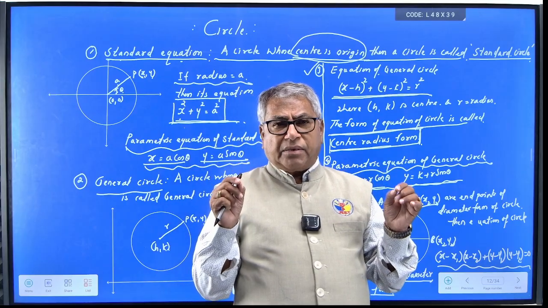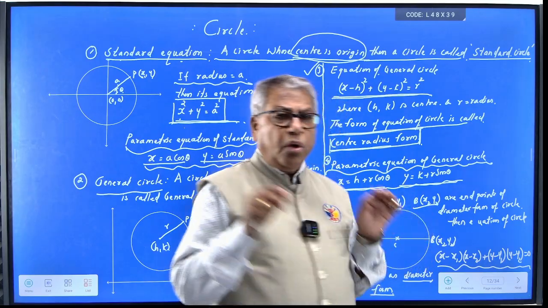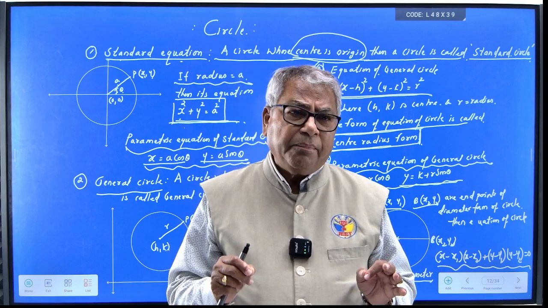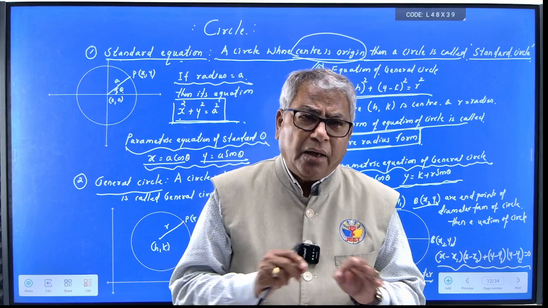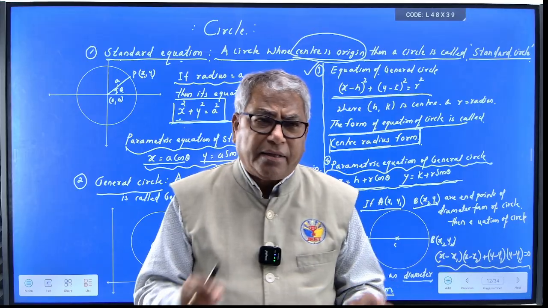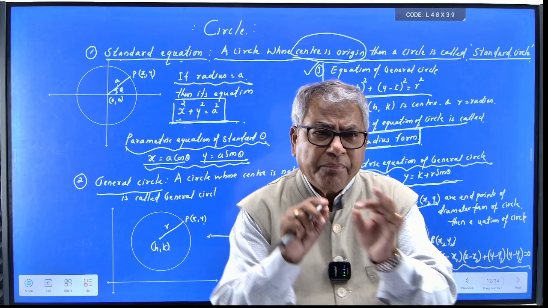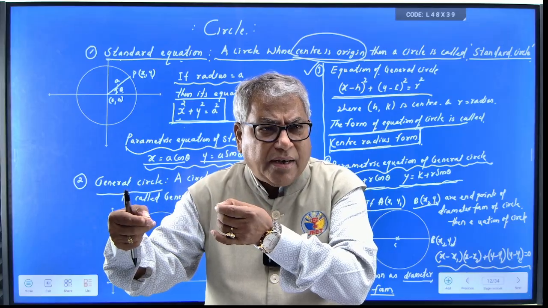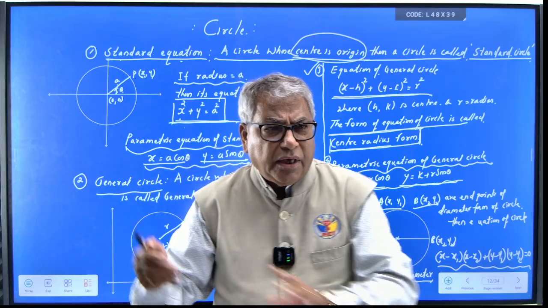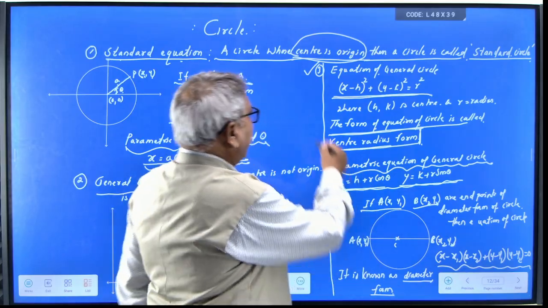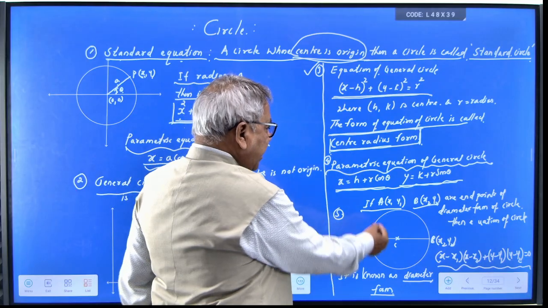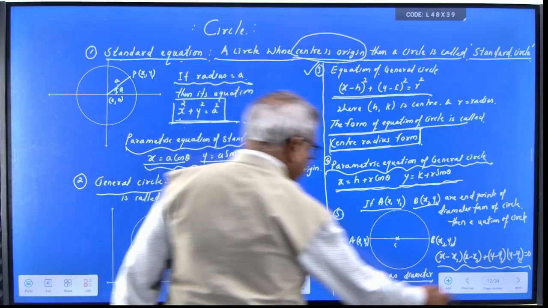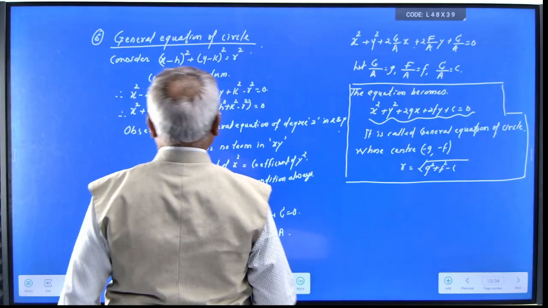Again, A(x1, y1) and B(x2, y2) are the endpoints of a given diameter of a circle. Then the equation of the circle can be written as (x minus x1)(x minus x2) plus (y minus y1)(y minus y2) equals 0. So one is the center-radius form, another is the parametric form, and this is also known as the diameter form of the circle. Next, proceed.